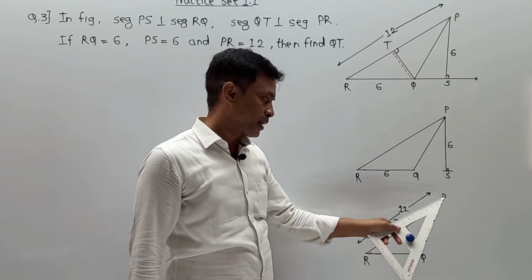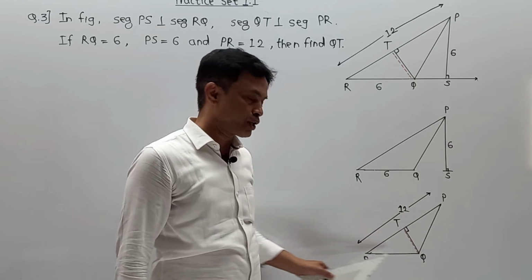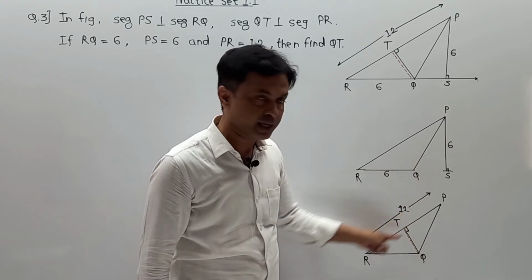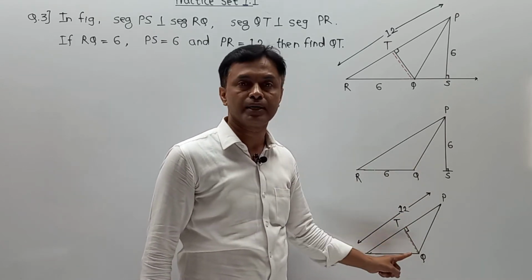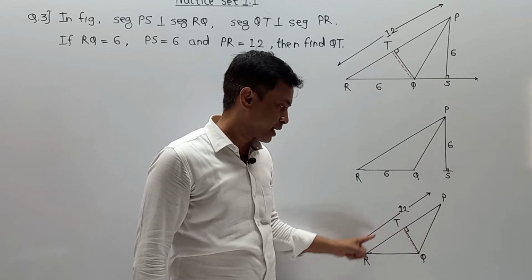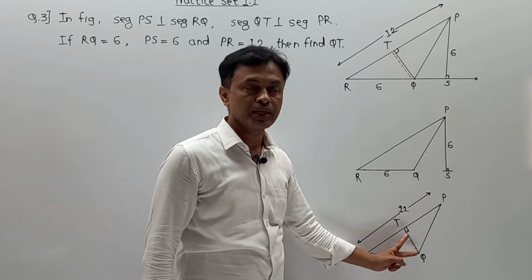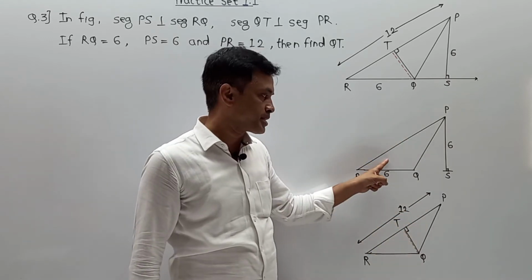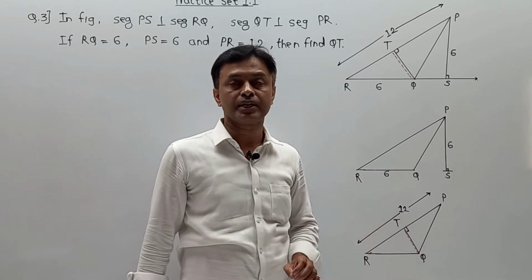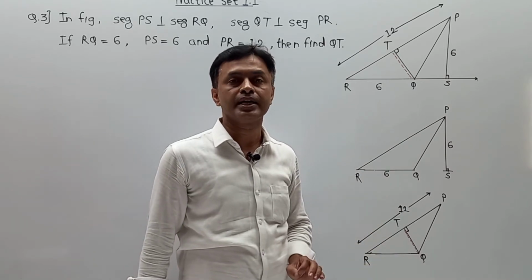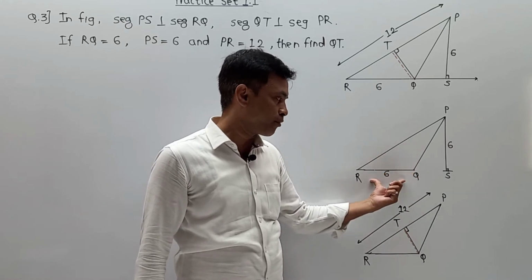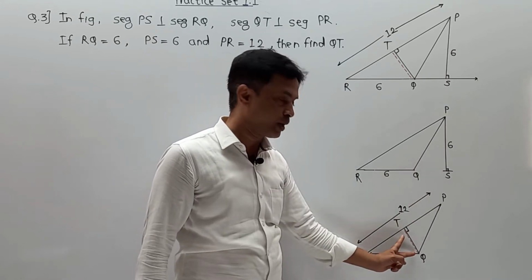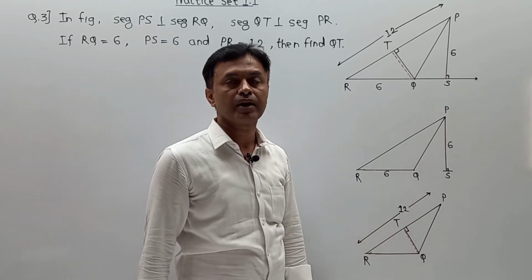In a similar manner, in triangle PQR, if I consider PR as the base, then QT becomes the height. Here your base is PR, that is 12, and this height is QT. In this way, we are comparing the area of triangle PQR with the area of triangle PQR, the same triangle's area with the same triangle's area. Definitely both are the same triangle, so their areas are equal. Here I am going to use the formula half into base into height is equal to half into base PR into height QT, and in this way I can calculate the value of QT.